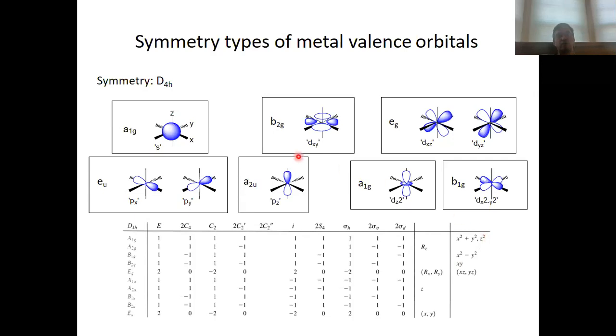All right, so you see here the result: A1g for the s, B2g for the dxy, Eg for the dyz and the dxz, Eu for px and py, A2u for pz, A1g for the dz2, and B1g for the dx2-y2.